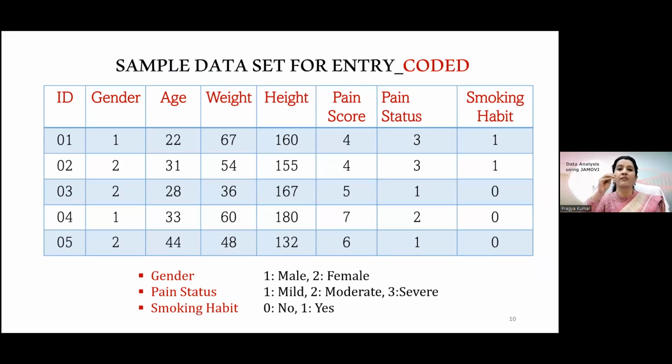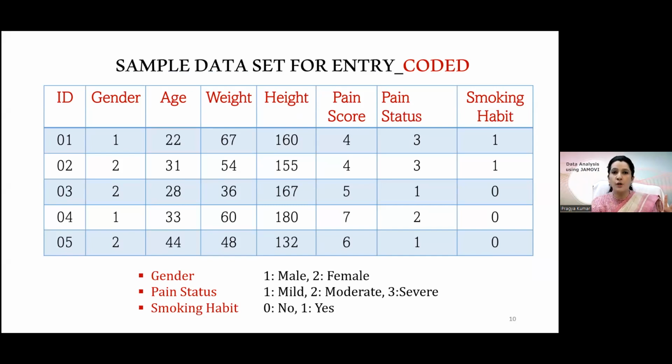Code means I have given a number to it. I have given 1, 0 or 1, 2. It is not necessary; you can have your own numbers. You can give 3, 4, 5, 6, whatever you like. But generally, in software, there are many analyses which can be done only if you enter these codes.